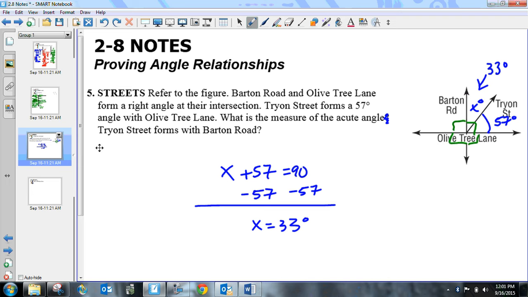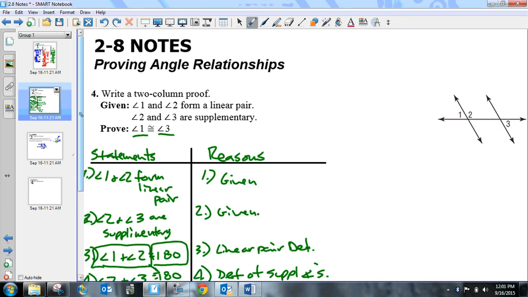Guys, let's just make sure that we're going through this, that we're watching the video, and that if you have questions, you're writing them down. Hopefully this isn't too terrible for you. It's just an extension of what we're doing, but we're using angles. So you've got to make sure you remember all of the vocab that's associated with all this.